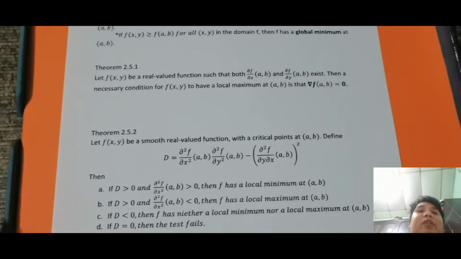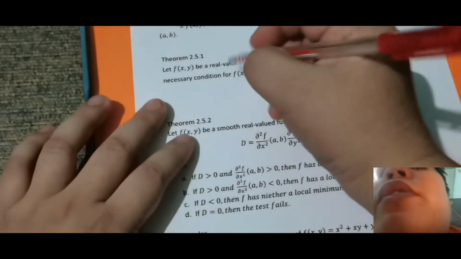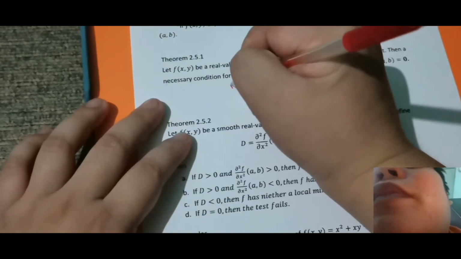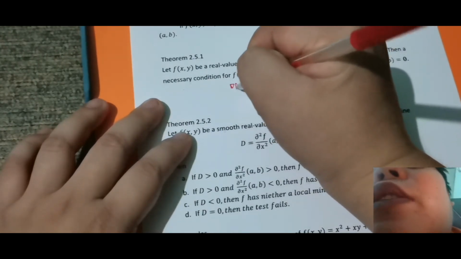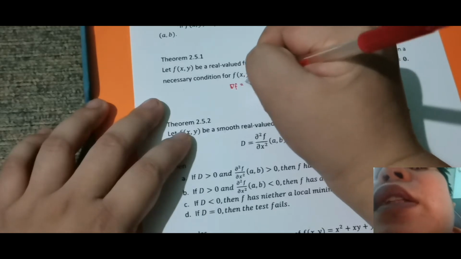Then, a necessary condition for f of x, y to have a local maximum at a, b is that the del, okay, so the gradient of f at a, b is just equal to the 0 vector. So, ano ibig sabihin lang ni sir dyan? So, kung yung del of f is equal lang sa 0 vector.